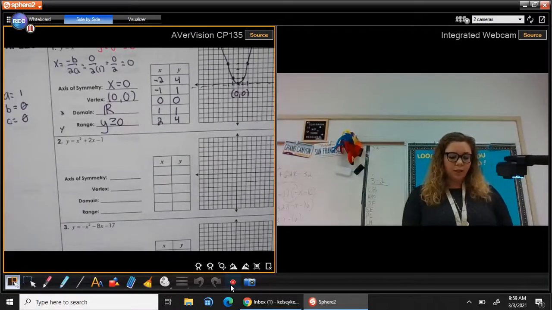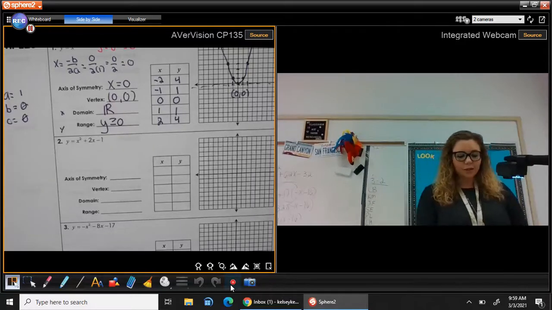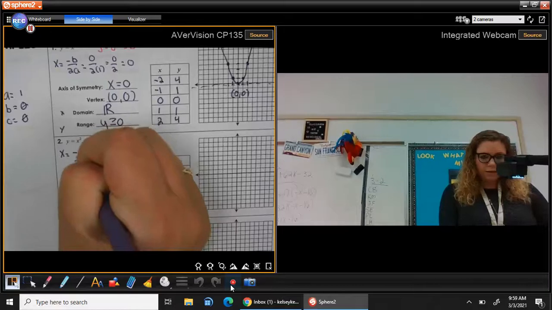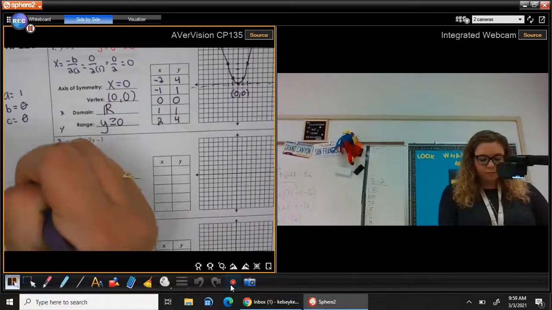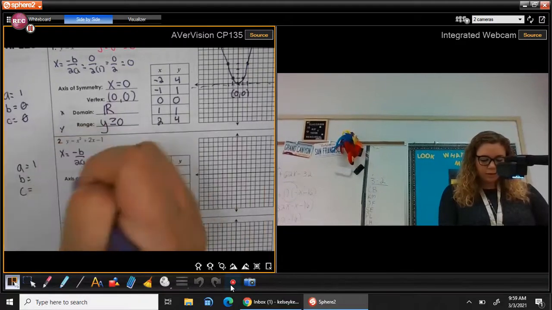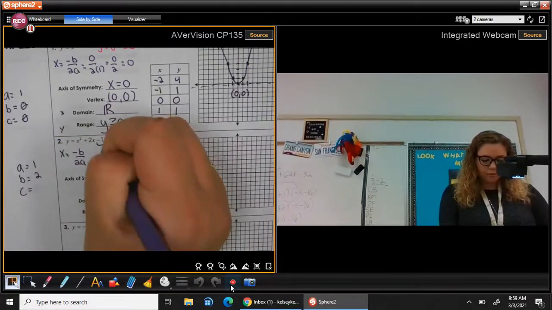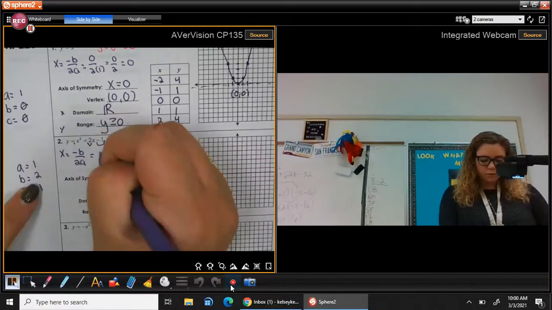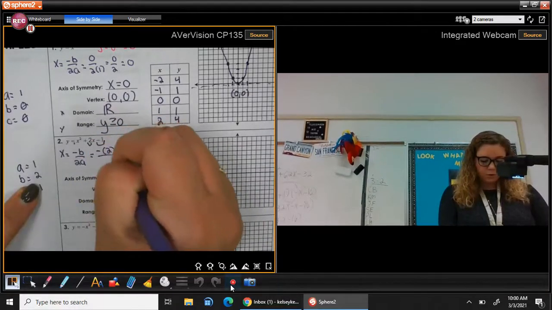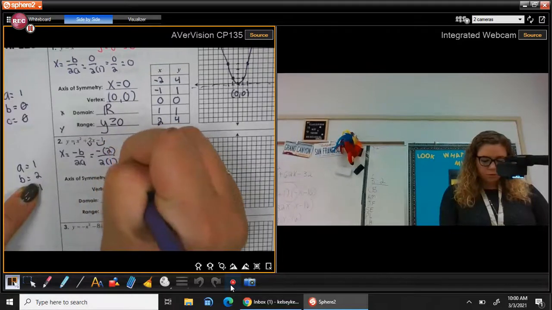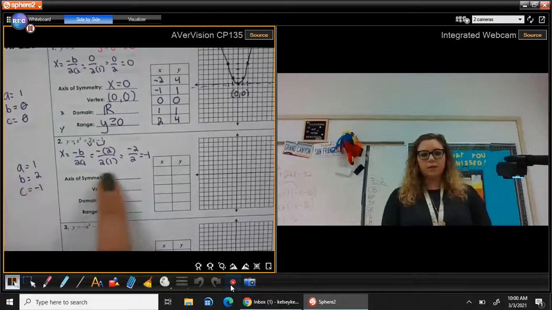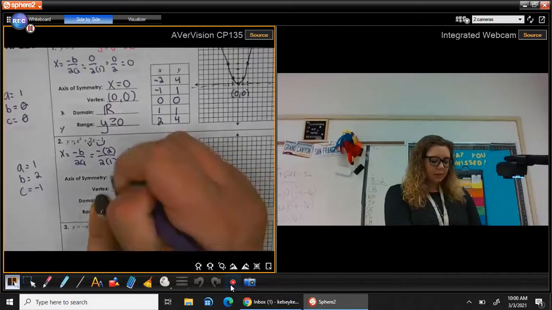So step 1 is always define your axis of symmetry. So I'm going to do x equals negative b over 2a. Okay, list out what each thing is. a is 1, b is 2, c is negative 1. Okay, so x equals negative 1, that is my axis of symmetry.